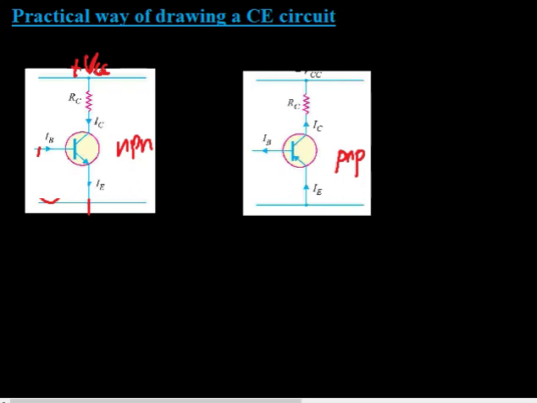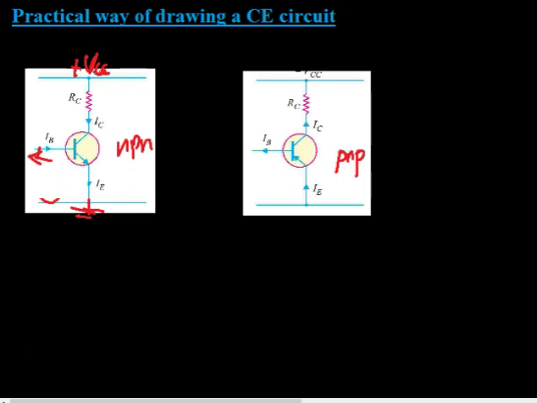This is a way of drawing a common emitter transistor circuit. The first one on the left represents the NPN transistor. Here the base is connected towards the input terminal. Emitter is made common.